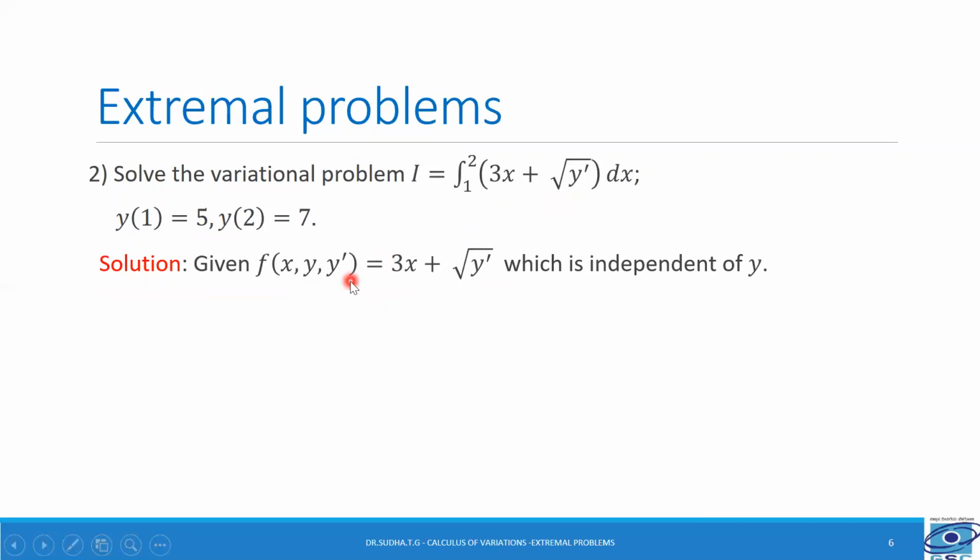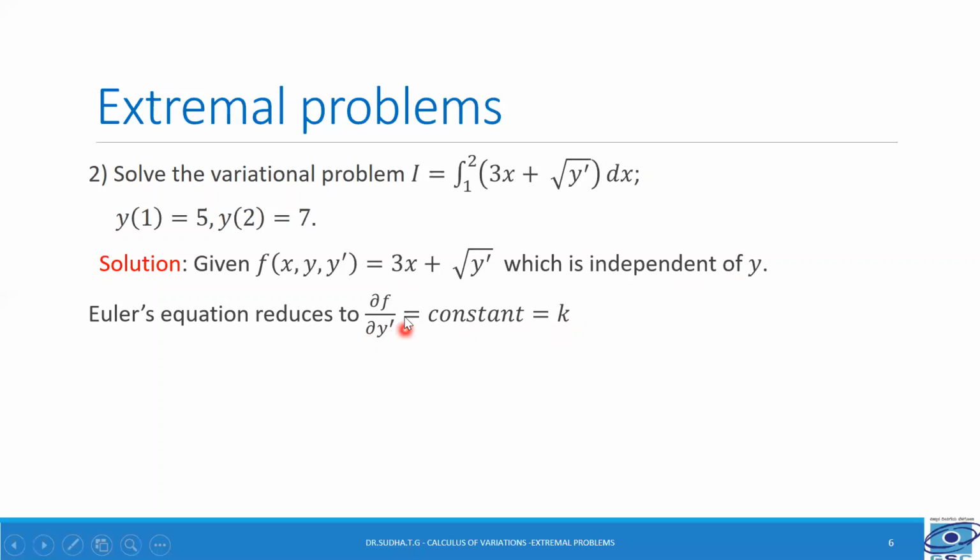Take that as function f, which is independent of y, because in this function f, y doesn't exist. So you have 3x plus root of y dash. Therefore, it is independent of y. Go to the Euler's equation, wherein it is independent of y. That is, dou f by dou y dash is equal to constant. Let us take that constant to be some k.